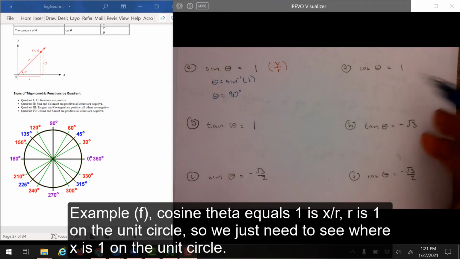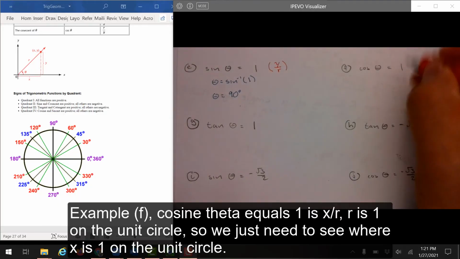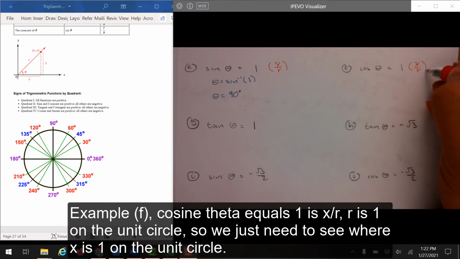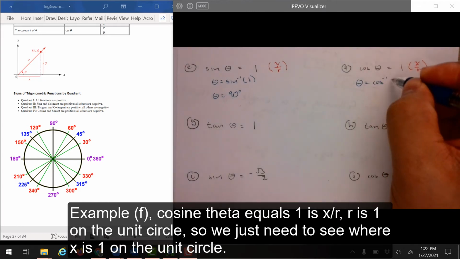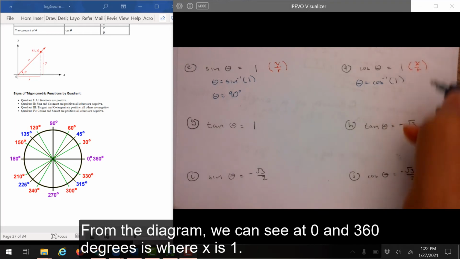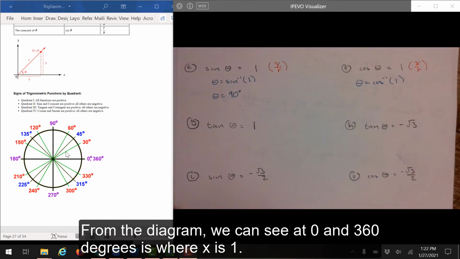Example F. Cosine theta equals 1. Cosine is x over r. R is 1 on the unit circle, so we just need to see where x is 1 on the unit circle. From the diagram, we can see at 0 and 360 degrees is where x is 1.